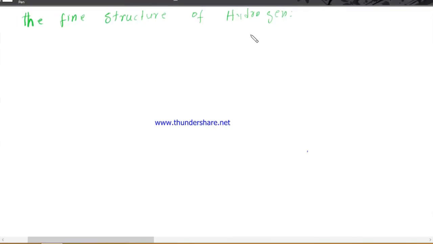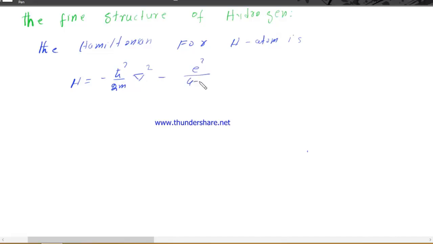Discuss the fine structure of hydrogen atom. So the Hamiltonian for hydrogen atom is H equals minus ħ² divided by 2m ∇² minus e² divided by 4πε₀ and 1 over r. This is a Coulombic potential between the proton and electron.